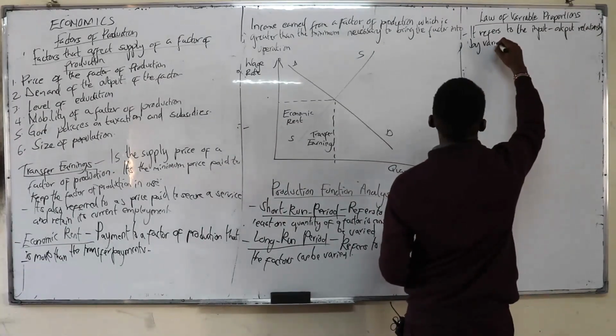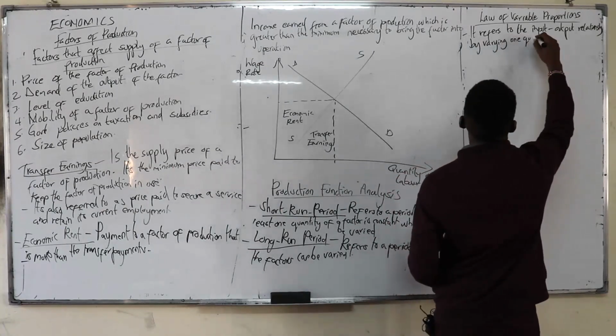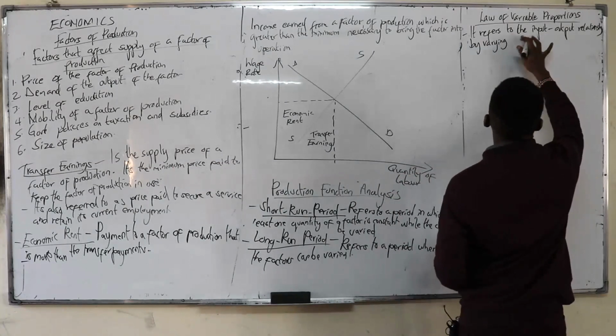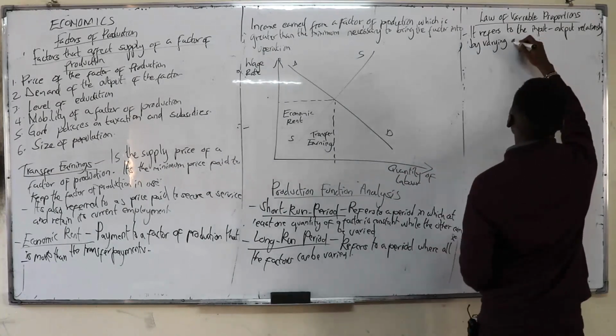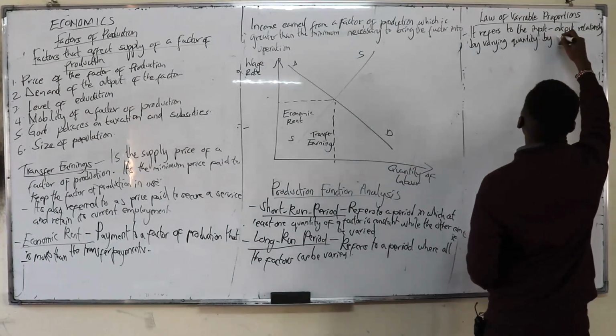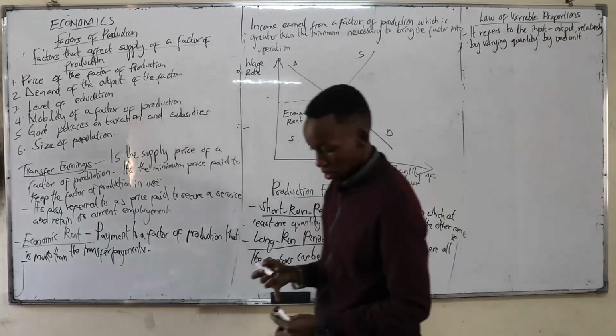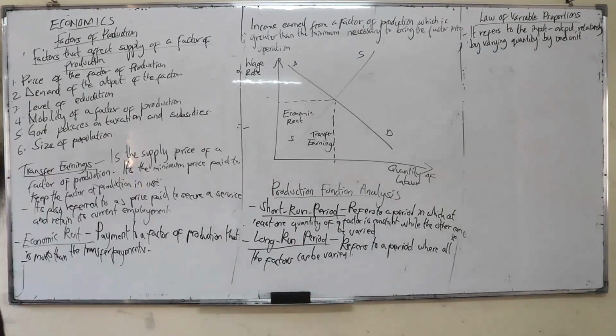By varying quantity, by varying quantity of a unit by 1 unit. So why this law is very important is that it gives us an idea that there are certain stages in which an individual can produce at.